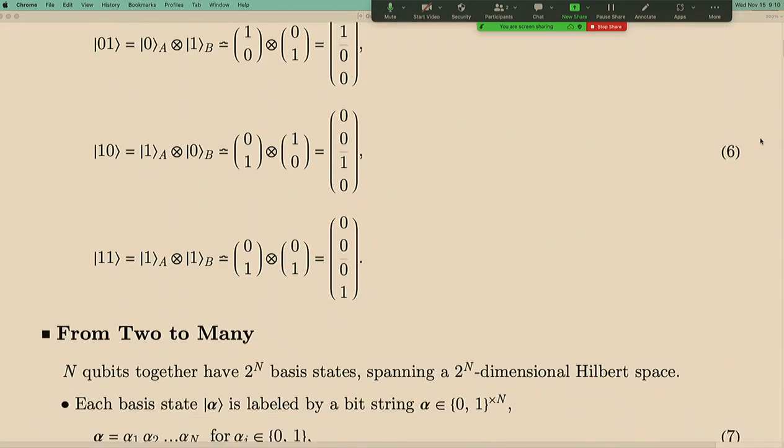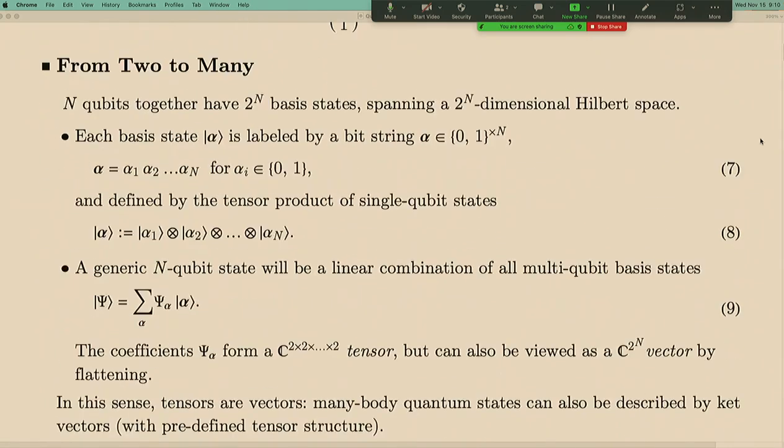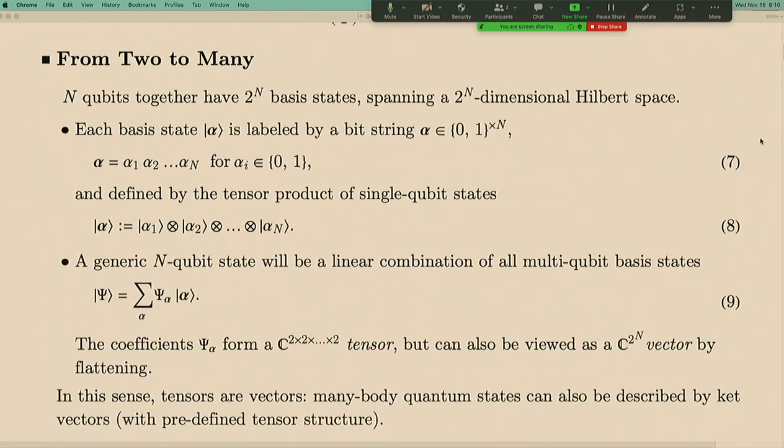So tensor product is our tool to combine subsystems. Following this tool, we can now go from 2 to many. Suppose we have n qubits. Altogether, we will have 2 to the power n basis states, because every qubit can choose to be in the 0 state or 1 state. There are 2 choices. So if n qubits, there will be 2 to the power n choices.